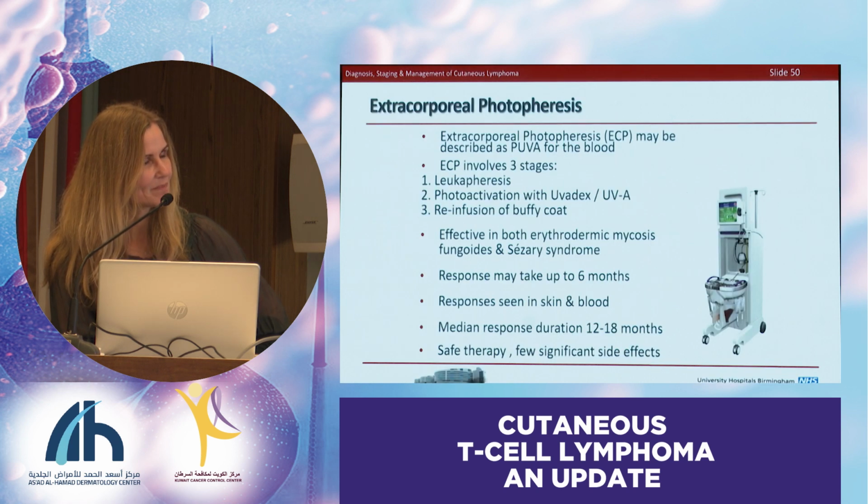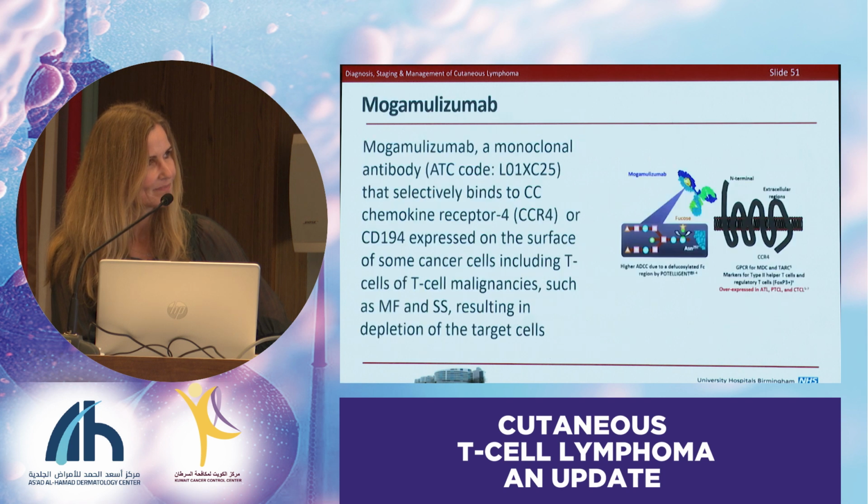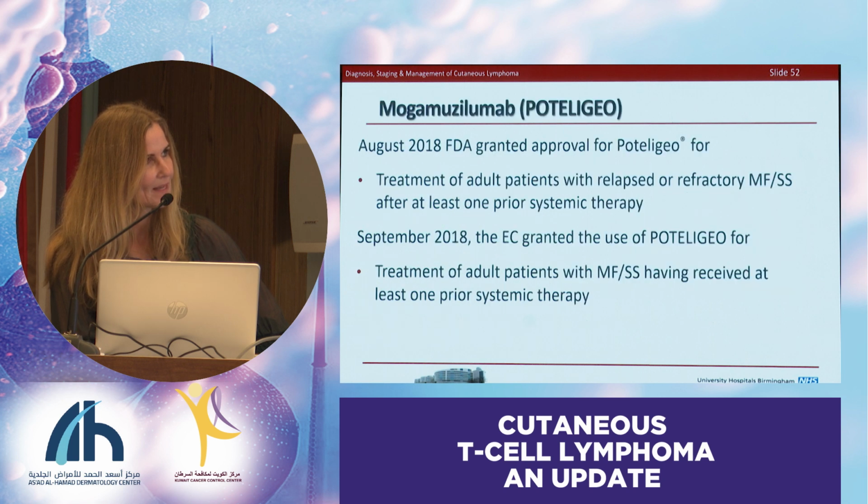ECP has been a treatment. We'll be talking about this a bit later, and I have a lecture dedicated to ECP, so I won't dwell on it now, but it's very effective for Sézary syndrome and erythrodermic disease. Mogamulizumab, our anti-CCR4, is the new kid on the block, so to speak, particularly for the erythrodermic variants with blood involvement. It was approved in 2018 for relapsed refractory patients, MF and Sézary, after one systemic therapy.